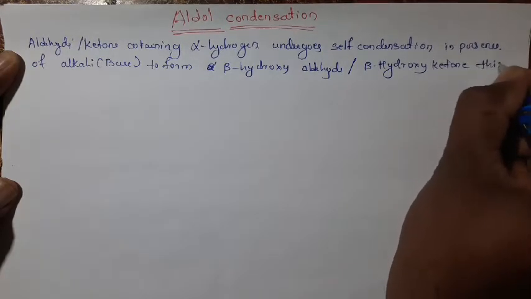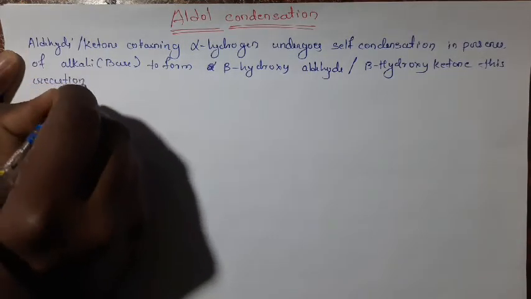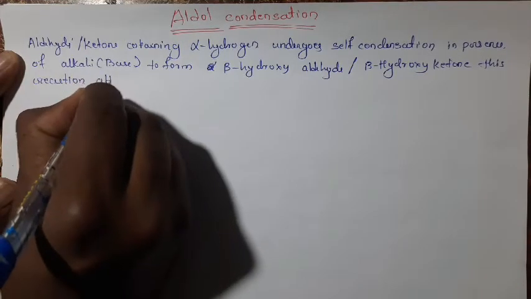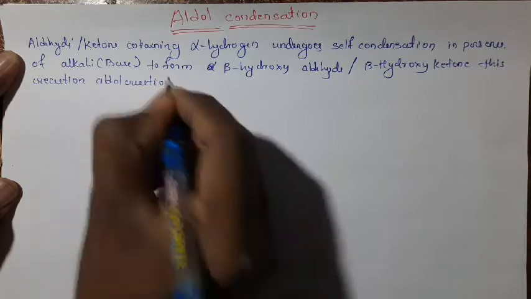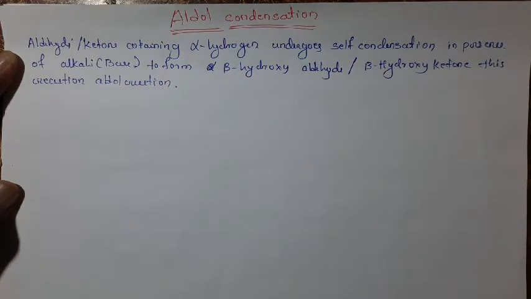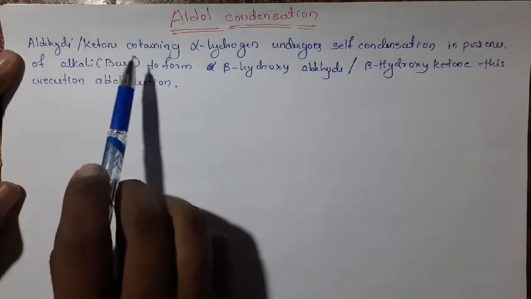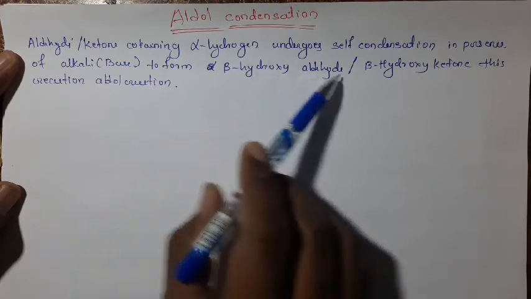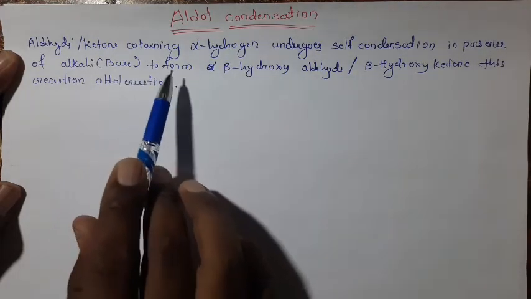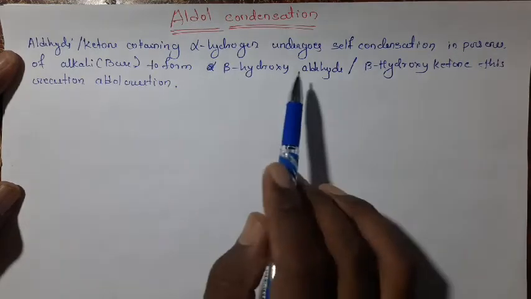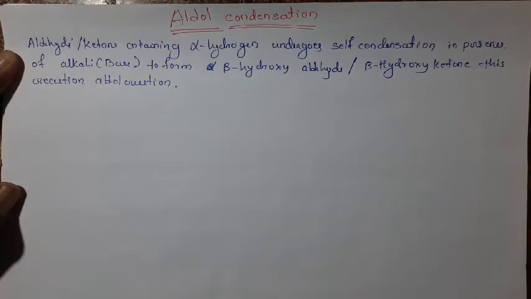This reaction is called the aldol reaction. Aldol condensation reaction means an aldehyde or ketone which contains alpha hydrogen undergoes self condensation in the presence of base to give beta hydroxy aldehyde or beta hydroxy ketone. This reaction is called aldol condensation.